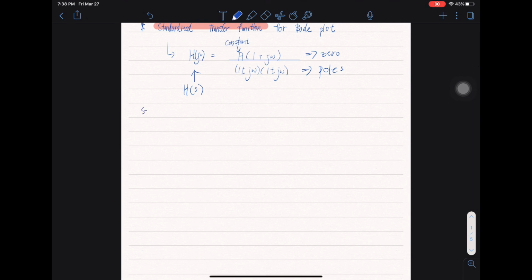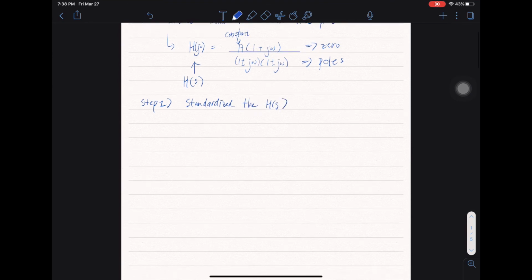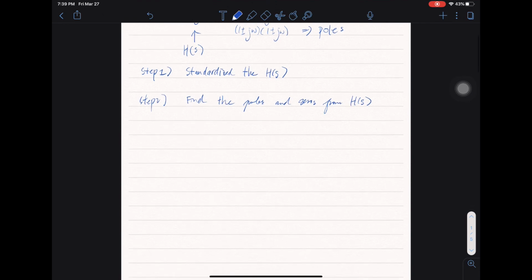So I would say step 1 is to standardize the transfer function, and then step 2, find the poles and zeros from the transfer function. So let's say the transfer function is given to be 20s, and in the bottom is s over 5 plus 1 and s over 500 plus 1.